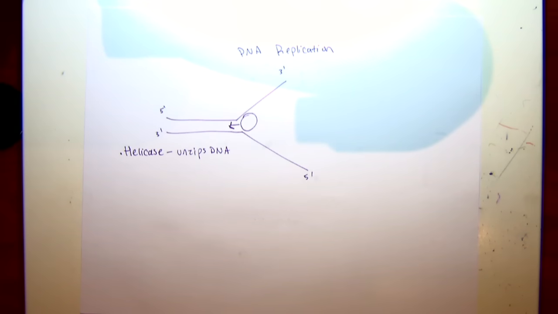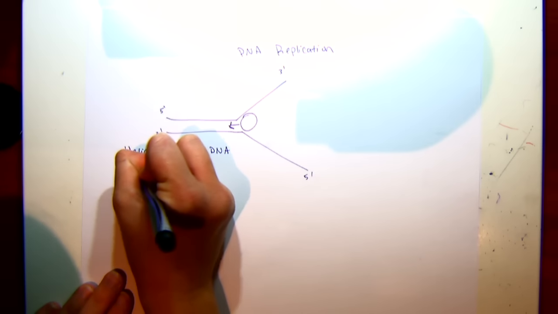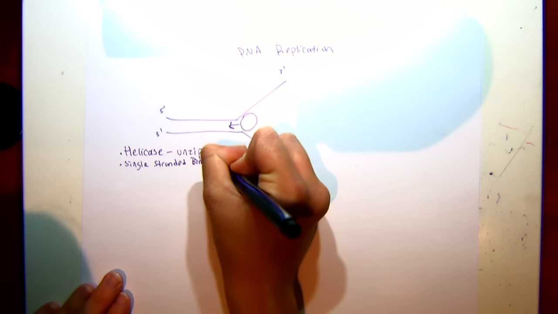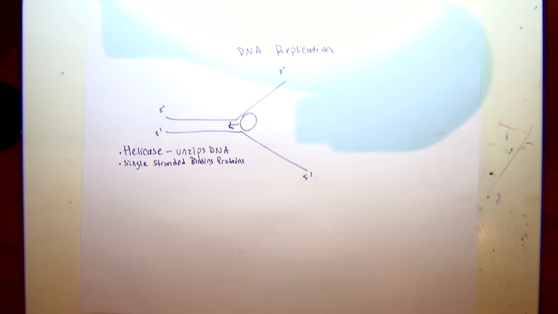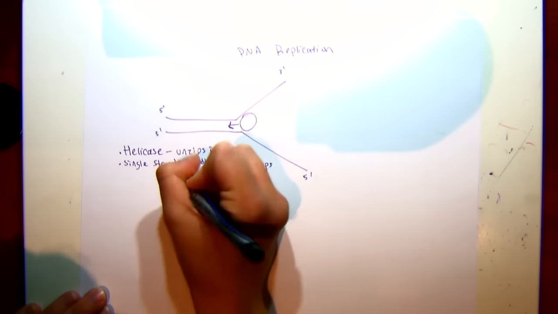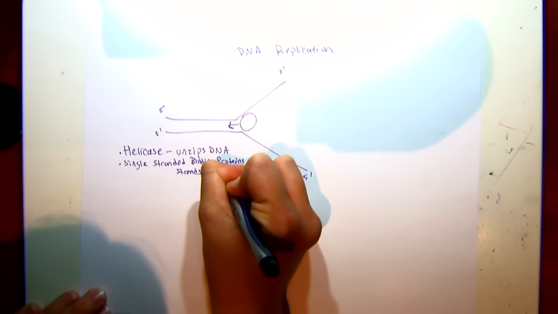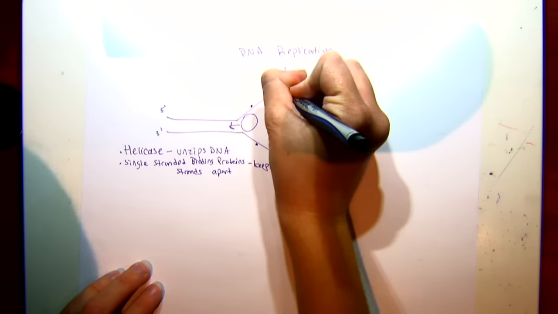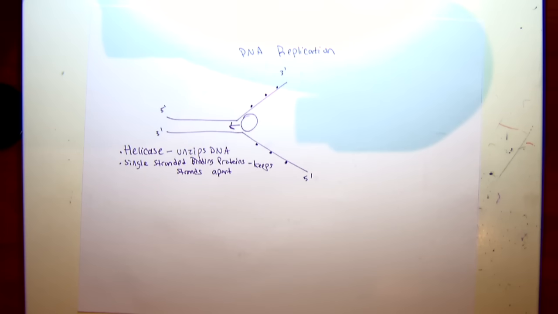What do we need to do next? We're going to use our single-stranded binding proteins. And what do our single-stranded binding proteins do? Yes. Keeps strands apart. So I usually draw them as little thumbtacks that keep the two strands pinned apart so that they don't come back together. We want to make sure the strands stay apart so that we can access them for replication.